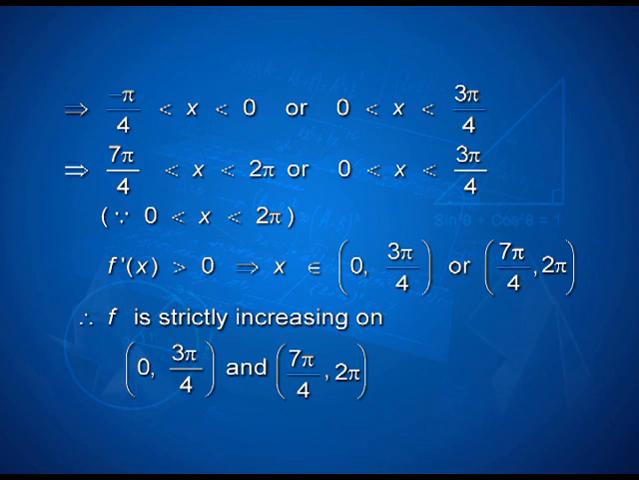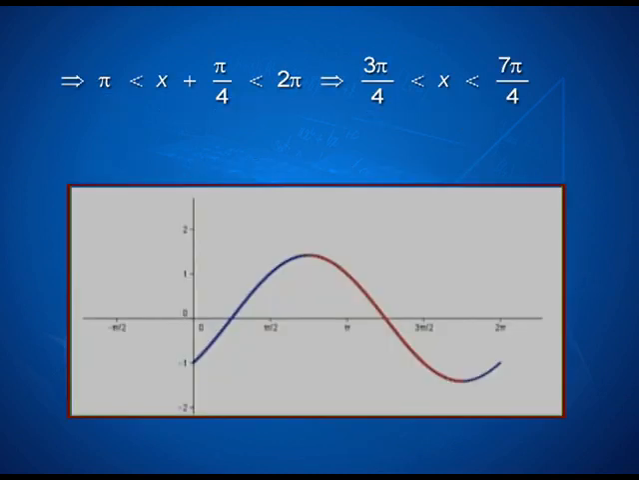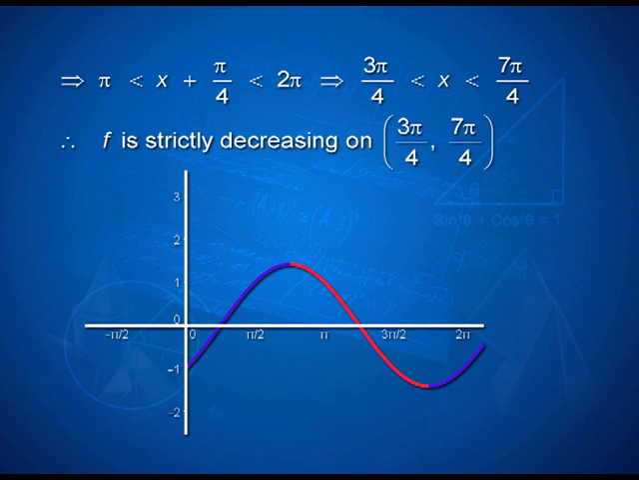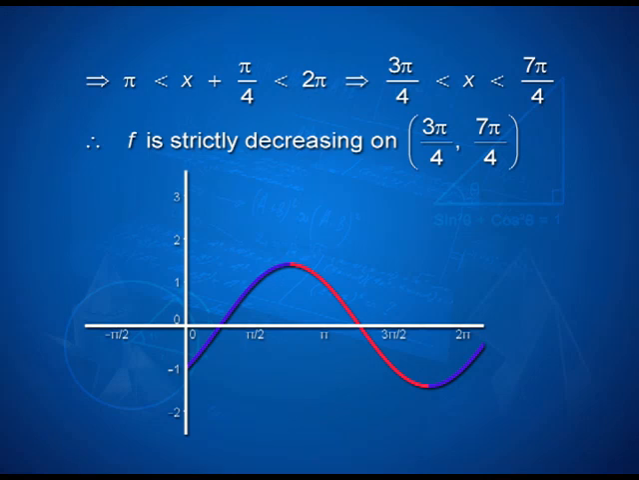Similarly, you can discuss the behavior of f dash x less than 0 and find the conditions on x. So, sin theta is negative when theta lies in third and fourth quadrant. So, x plus pi by 4 lies between pi and 2 pi, giving rise to x between 3 pi by 4 and 7 pi by 4. And therefore, f is strictly decreasing on 3 pi by 4 to 7 pi by 4. And since, as I said earlier, graphs are faces of functions, this is what the graph of sin x minus cos x looks like. And it does confirm the answer that we have evaluated in this discussion.